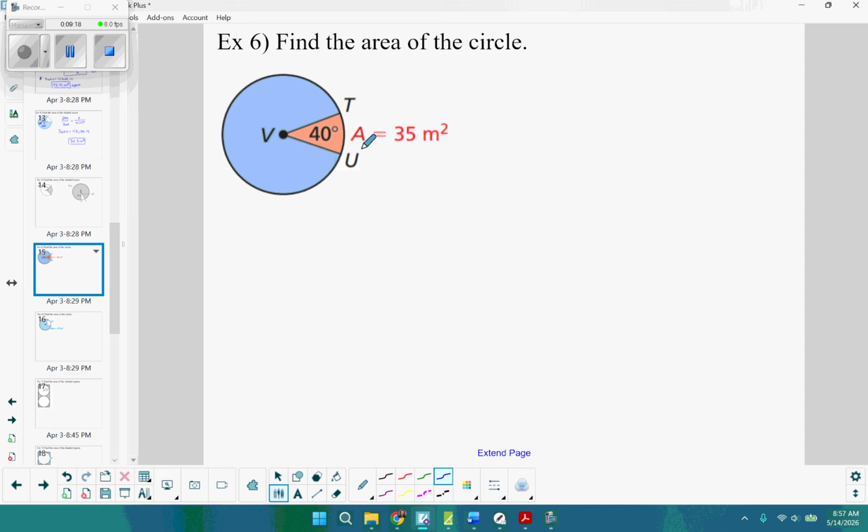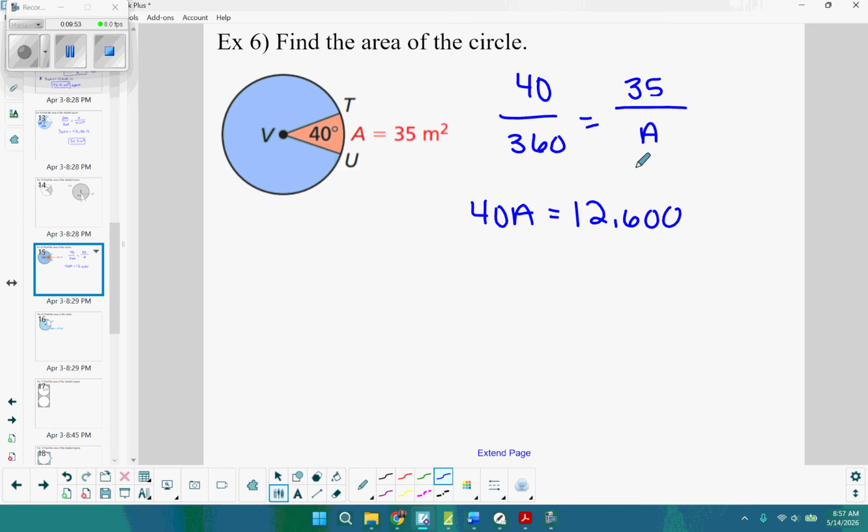So for example 6, the A next to this is just the sector's area. So what we're looking for is the area of the whole circle. So my degrees are 40 over 360 equals, so now 35 is going to go up here as the area of the sector. And I'm not going to put pi r squared down here because that would make me think I'm solving for r. I want the entire area. So I'm just going to put A for area here. So when I'm done, I'm done. So when I cross multiply, we're going to get 40A equals 12,600. And dividing that by 40 gives me an area of 315 square meters.